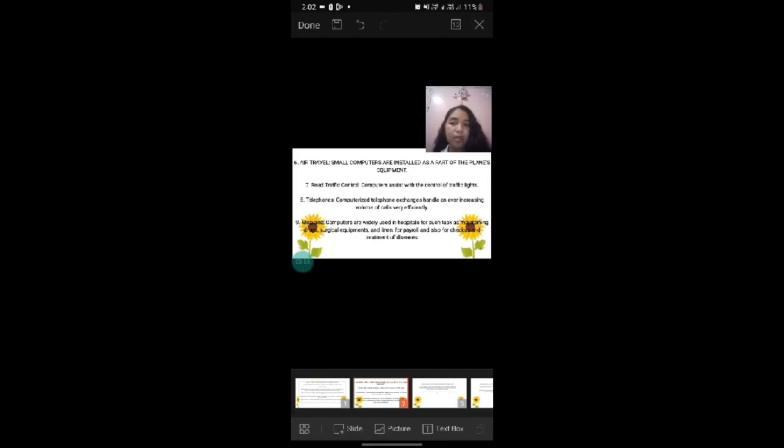And number eight, telephone. Computerized telephone exchanges handle the increasing volume of calls. For example, the computer handles communication for your families or loved ones through calling and video calls over the network, and also for online sellers.